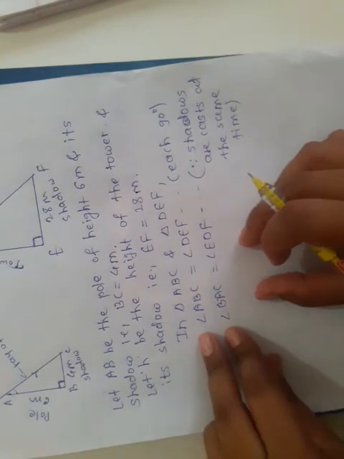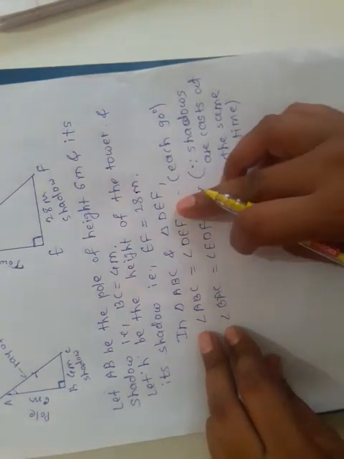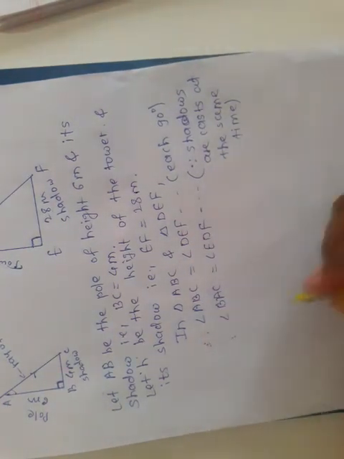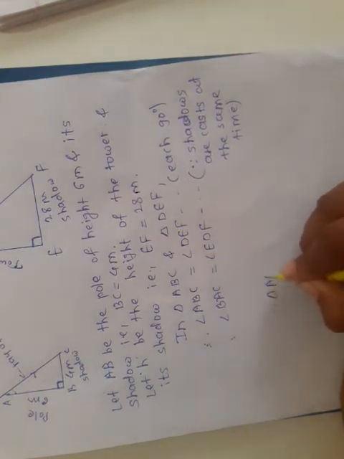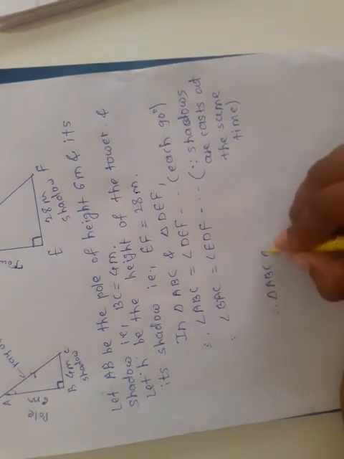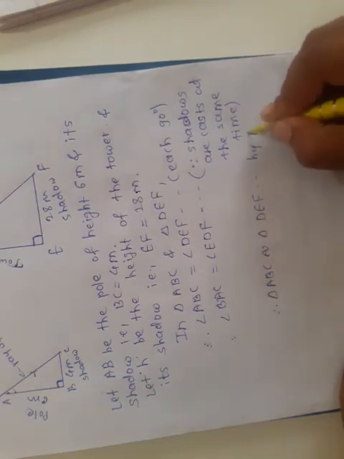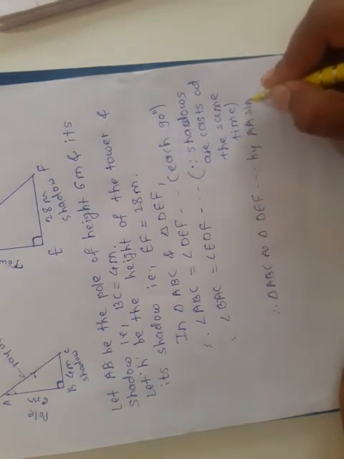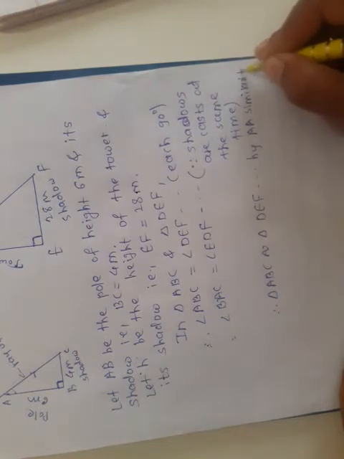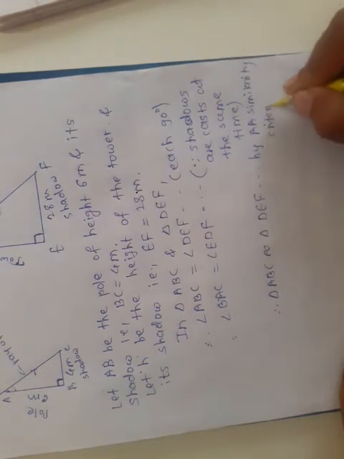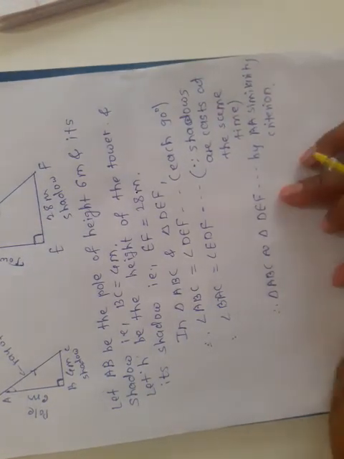In this way we get two pairs of equal angles, and therefore these two triangles are similar by AA similarity criterion. Therefore triangle ABC is similar to triangle DEF, by AA similarity criterion. And therefore we get that both triangles are similar.